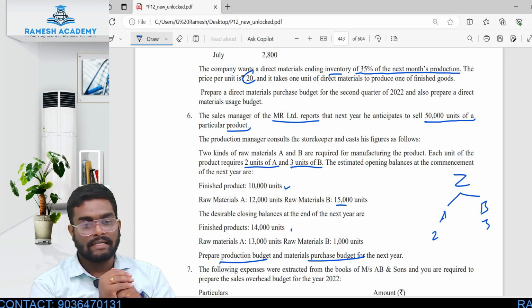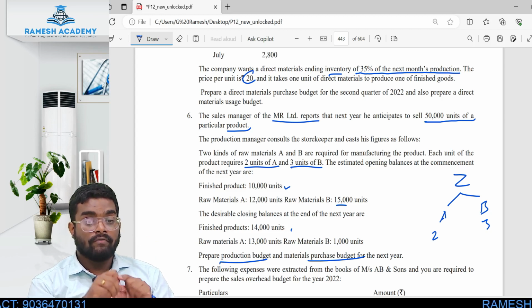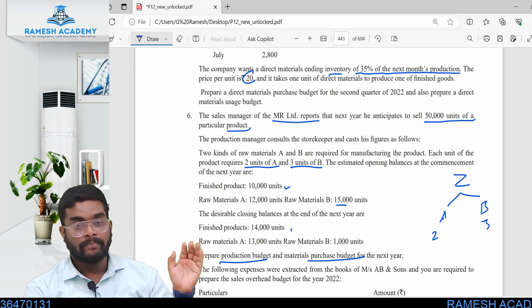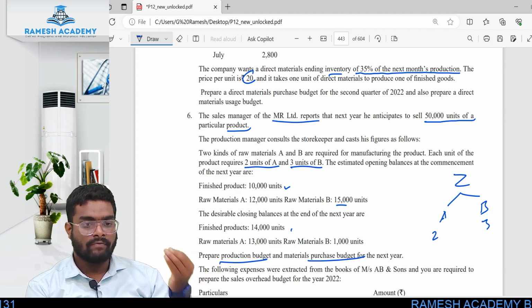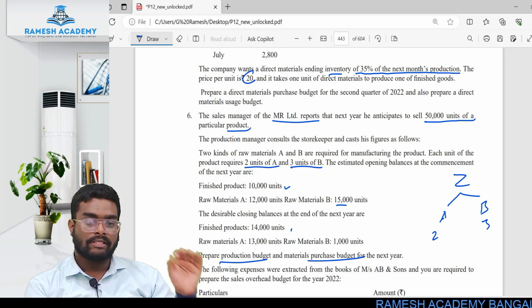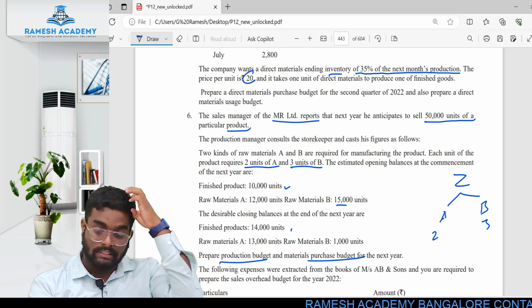Then we'll come into the material purchase budget. Now they have only given the sales, which means there is no requirement of sales budget. Now we have to do only the production budget. So production budget, what is the formula? Sales plus closing stock minus opening stock. That's it, of finished goods.